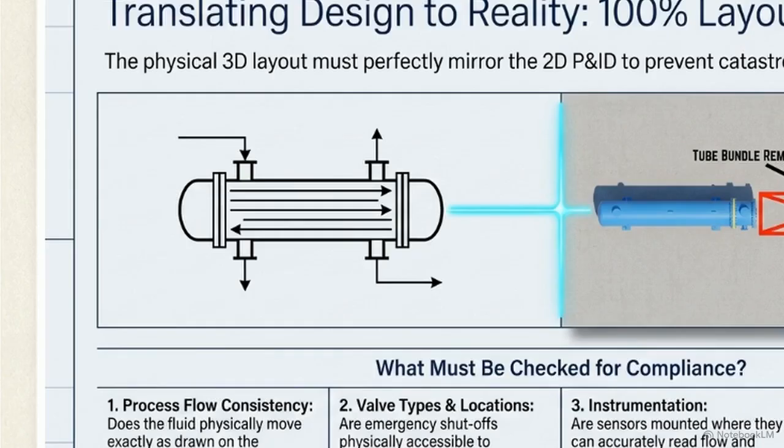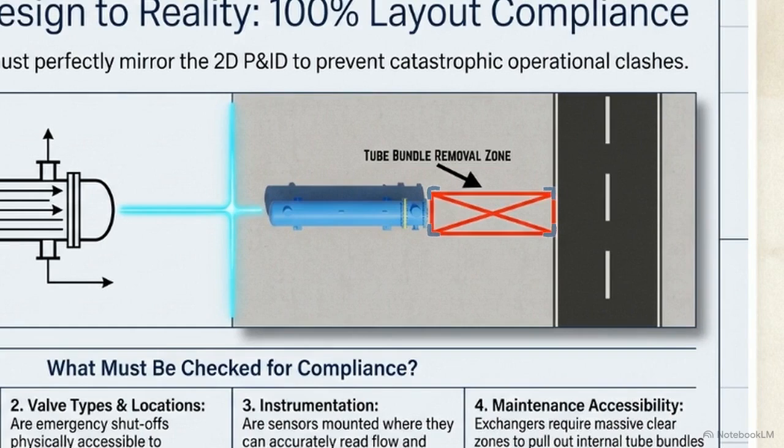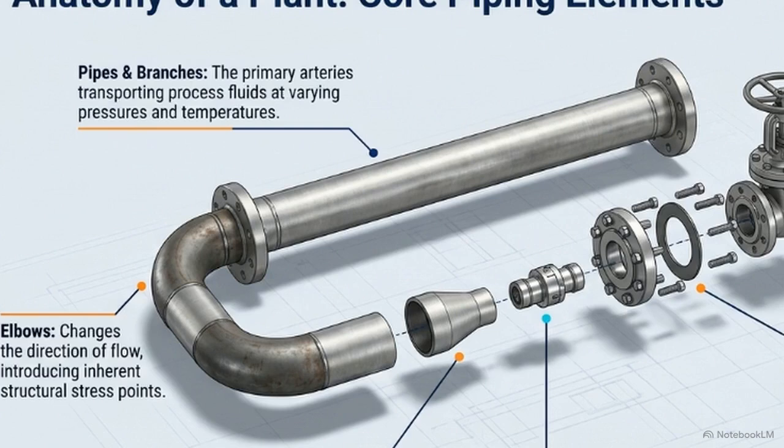This diagram shows how a flat 2D blueprint translates into physical 3D reality. Notice the red box on the right. Engineers must leave substantial empty space in the 3D model for maintenance crews to pull out internal parts, otherwise walls must be torn down. This exploded 3D view breaks down the piping elements.